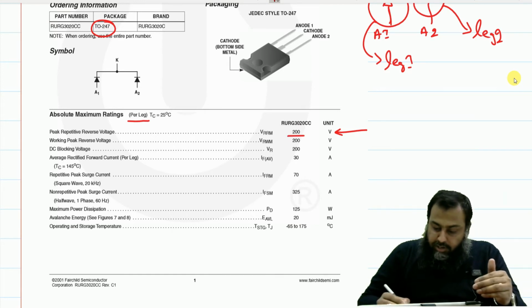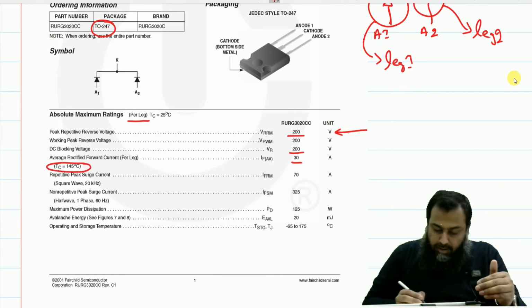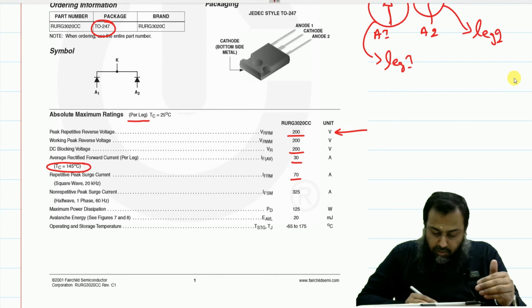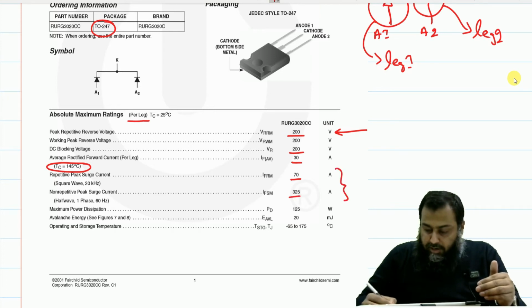We have a DC blocking voltage that is equal to 200 volt. Also, the average rectified forward current per leg is equal to 30 ampere, and that is at a temperature of 145 degrees centigrade. Other than that, we have a repetitive peak surge current as well as the non-repetitive peak surge current. Surge currents are an important phenomenon in all those circuits where we have the capacitive filters, right?